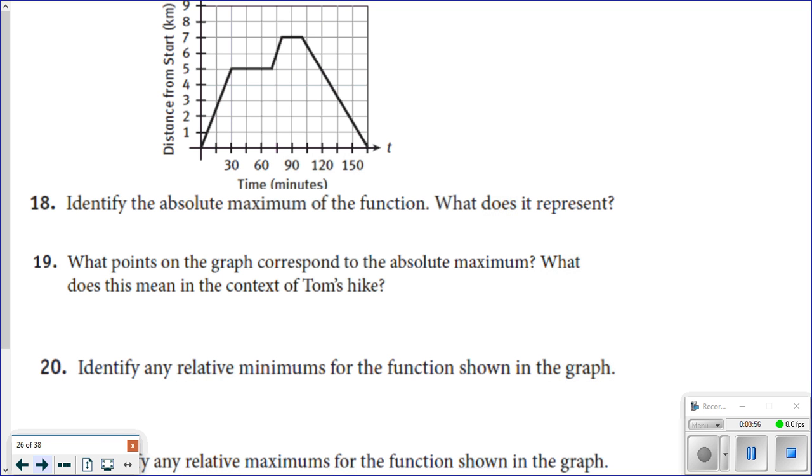All right, try questions 18, 19, and 20. And 21. Try them all. 18 through 21. You can do it.